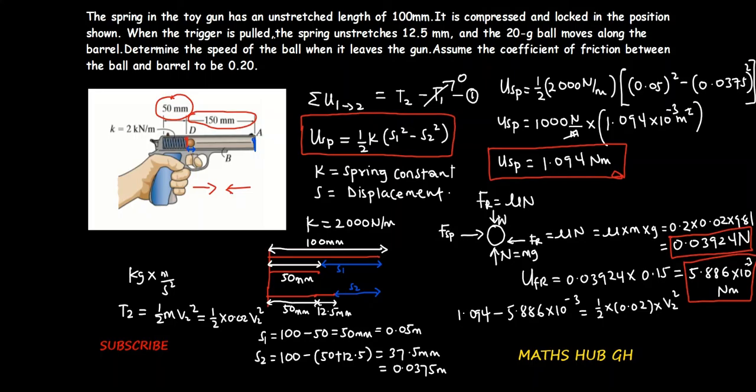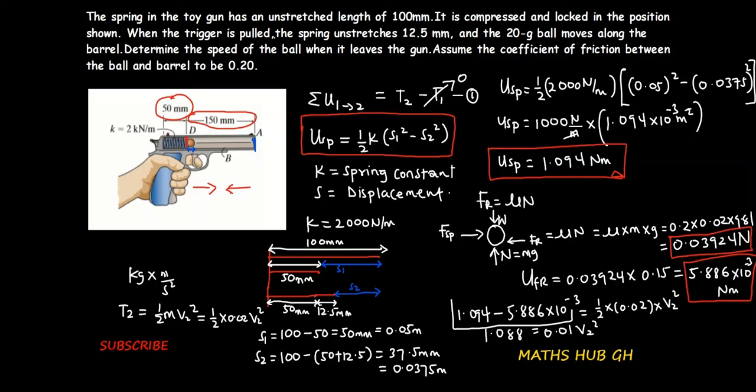So the only value we don't know is v sub 2. So let's find it. I'm going to compute all this together at once. So we are going to have 1.094 minus 5.886 times 10 to the power minus 3. Then that will give me a value of 1.088 to be equal to half times 0.02. That gives me 0.01 v squared.